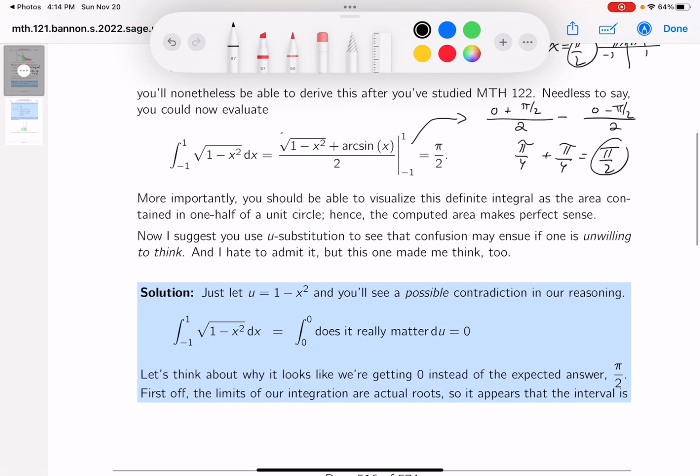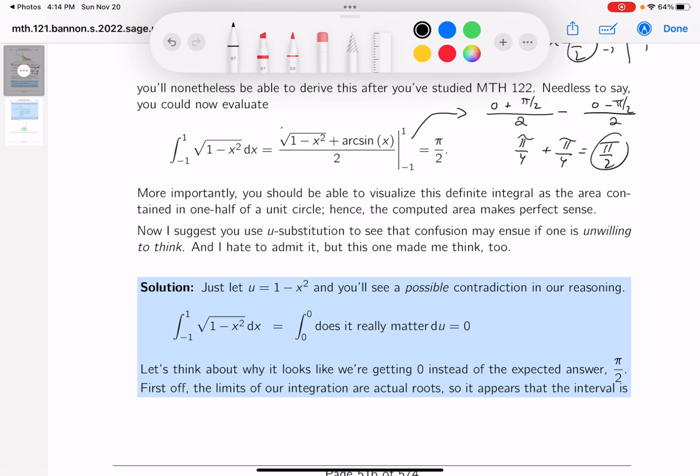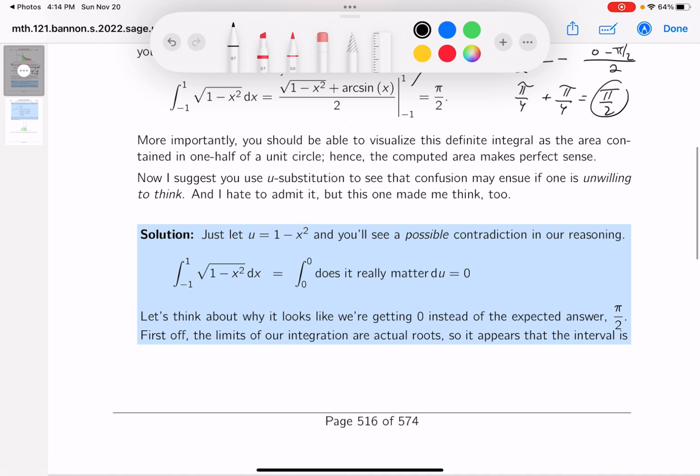So we visualized it, and if you knew the antiderivative you could do that and get the same area. No confusion there. So what happens now? If someone said do U substitution on the problem, you might be confused. Now, if you're unwilling to think about why you're confused, that's a problem. I hate to admit it, but I had to think about this. I said, what just happened?